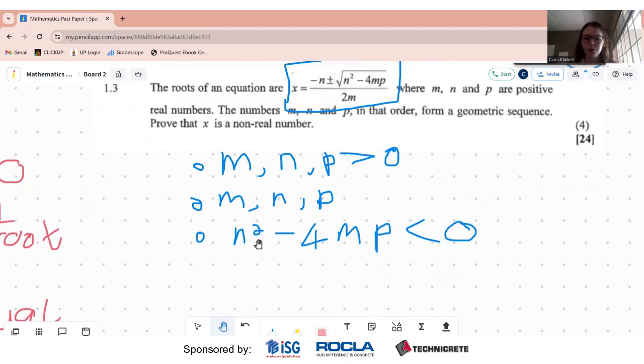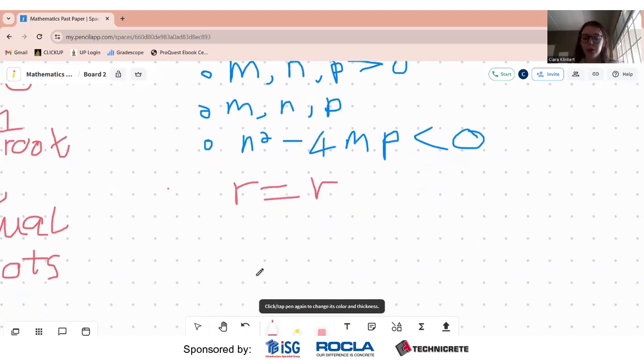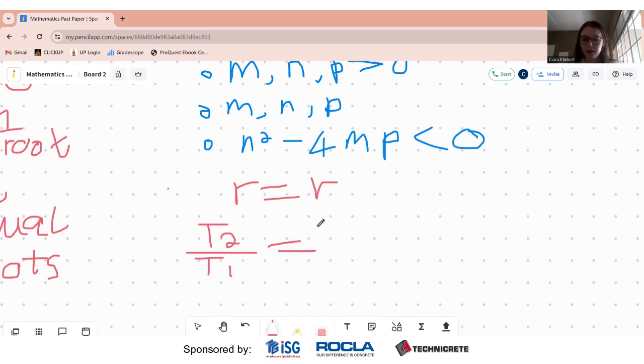Okay, so since m, n, p is a geometric sequence, the first thing that should pop in your mind whenever you see a geometric sequence, you must tell yourself, I must calculate the constant ratio. Okay, and in a problem-solving situation, we're always going to use the idea that this constant ratio is equal. Okay, so I know that I can calculate this constant ratio by calculating T2 over T1, and that has to be equal to T3 over T2.